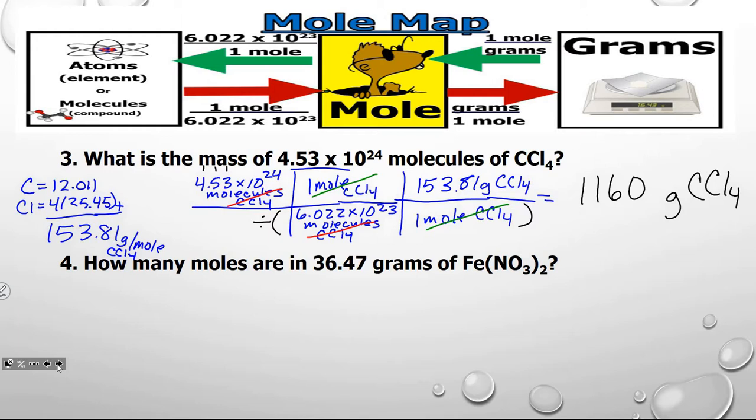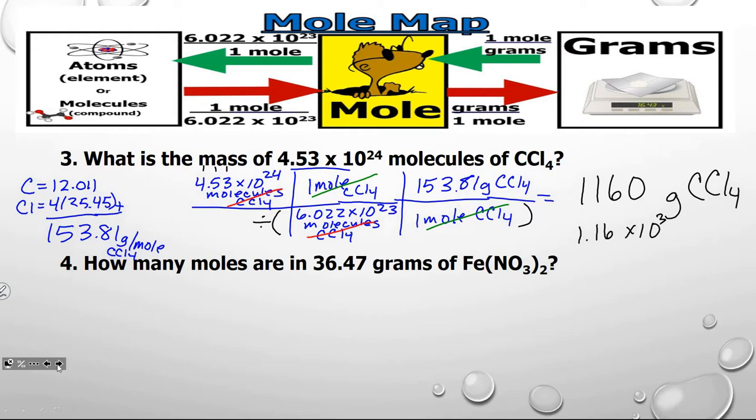45.3 times 153.81, and then divide it by 6.022. I got this. Yeah. Okay, so watch it, because if you've got your calculator in scientific notation, it will give you 1.16 times 10 to the third. That's still okay, because 1,000 is the point where we should be putting it into scientific notation anyway. Okay, so just be careful with that.